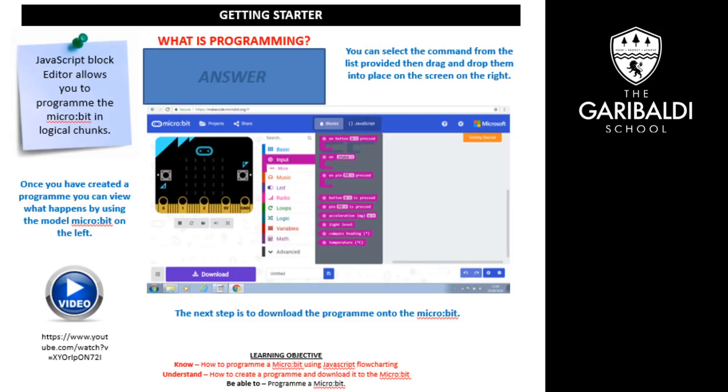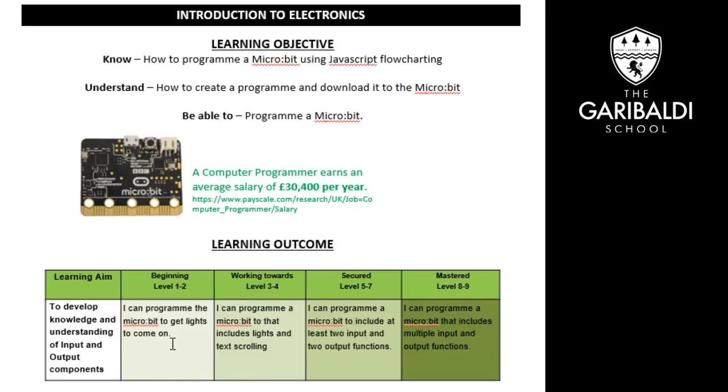So in terms of the program, what I would like you to do, I'm just going to go back to this section for a moment, because as it says here, I can program the microbit to get lights to come on. That's a very basic program. I'd like everybody to at least attempt that as a bare minimum. Most of you though, in terms of your targets, should be aiming at this secured to mastered level. So I'm looking at you to include at least 2 inputs and 2 outputs. We spoke about inputs and outputs in previous lessons.